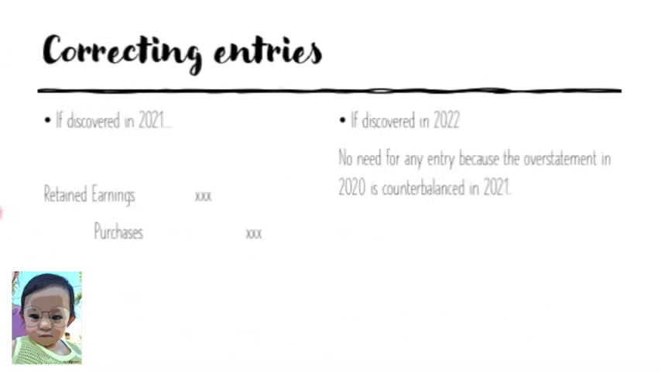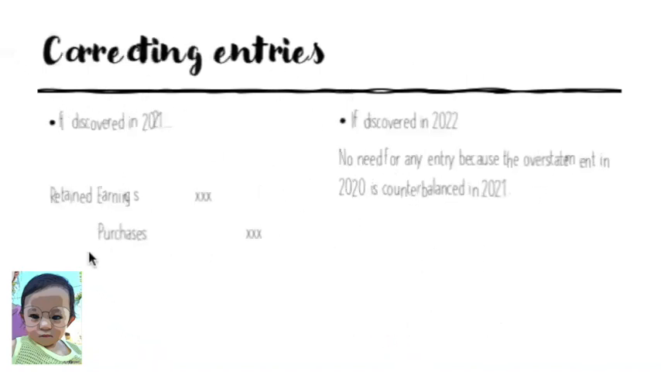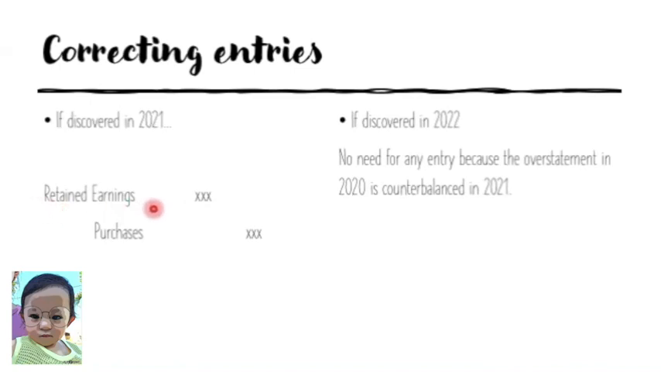Now, what are the correcting entries? First, if it is discovered in 2021, remember your 2020 income statement is overstated, so retained earnings is overstated. The ending balance of retained earnings in 2020 is your beginning balance of retained earnings in 2021. So that would mean retained earnings beginning is also overstated. So in order to correct this one, debit retained earnings, January 1, 2021. We just add a date. Debit in order to correct the overstatement in the retained earnings.